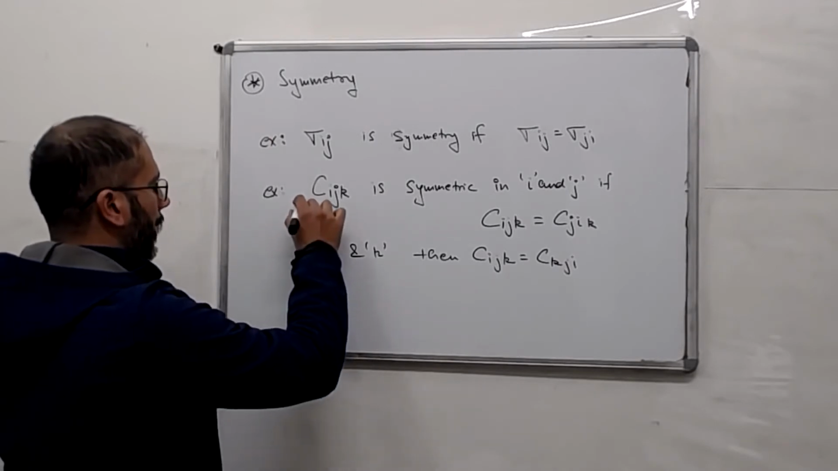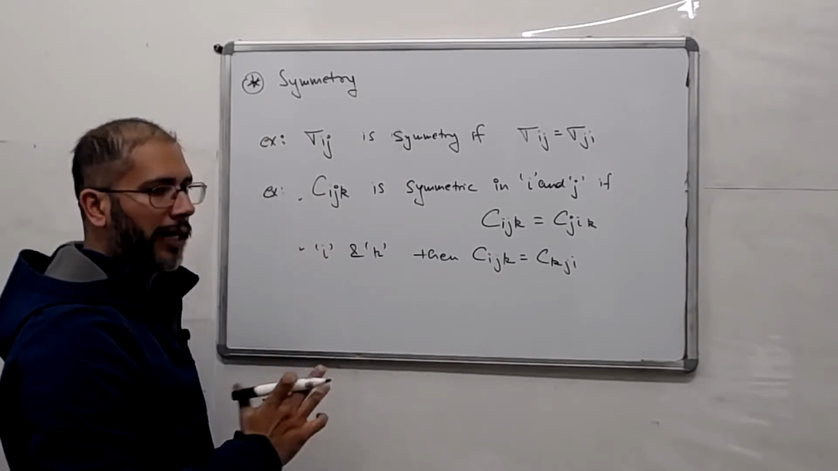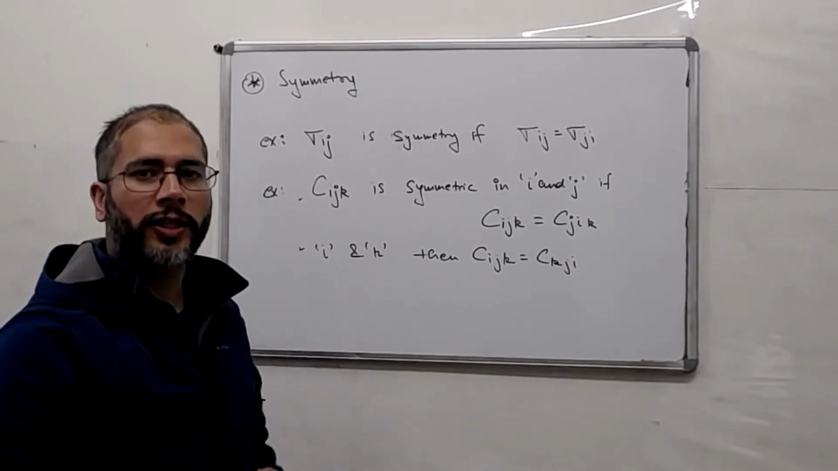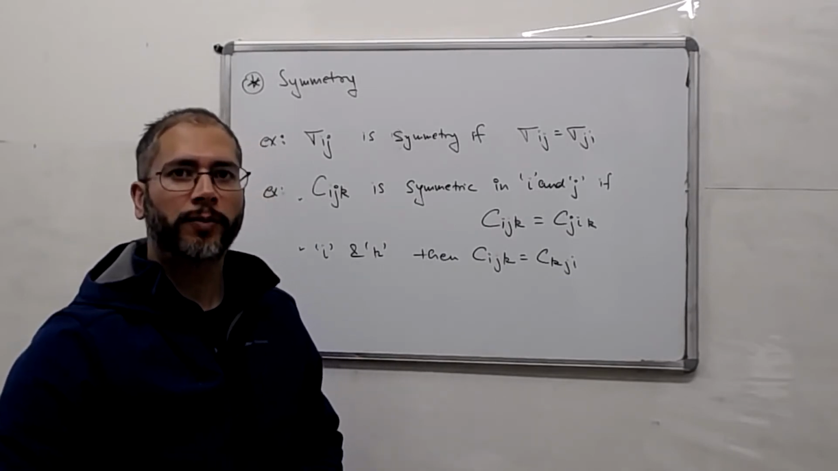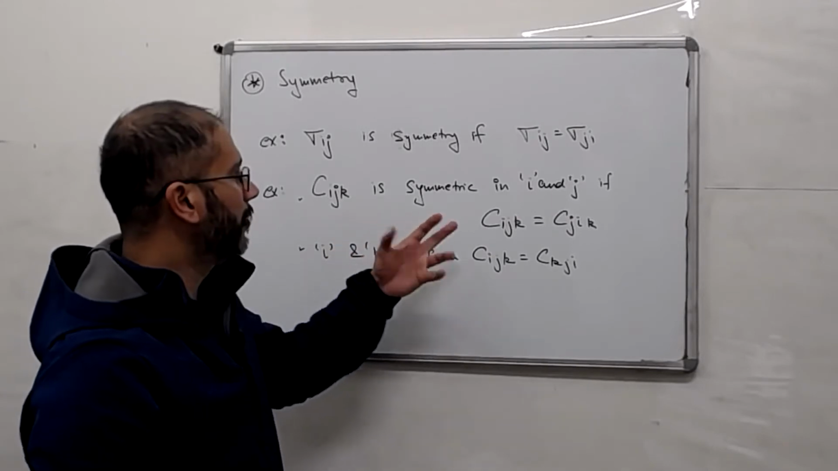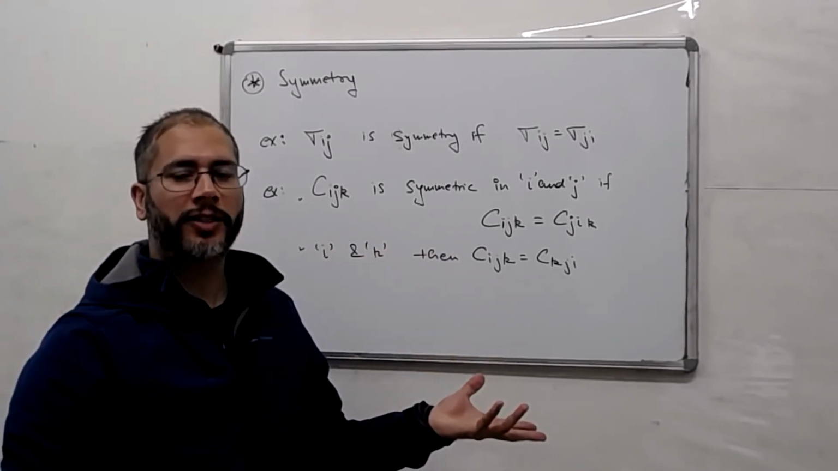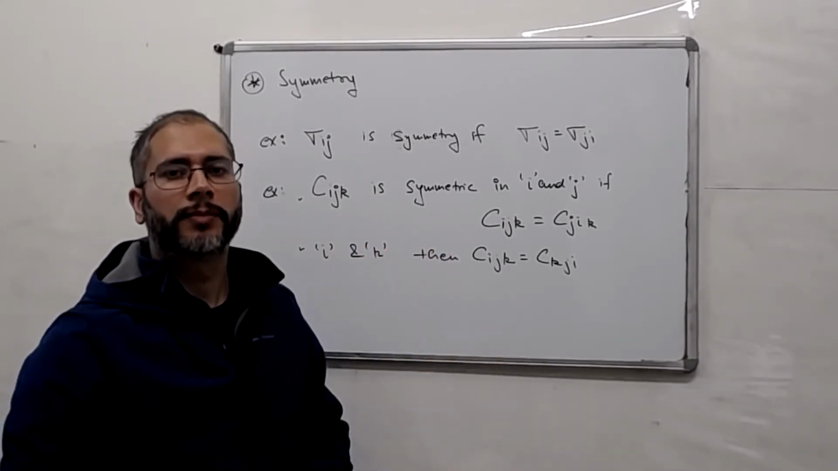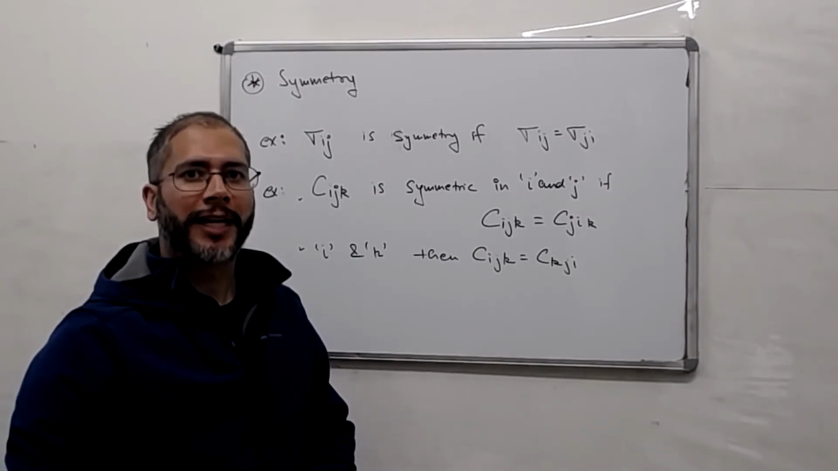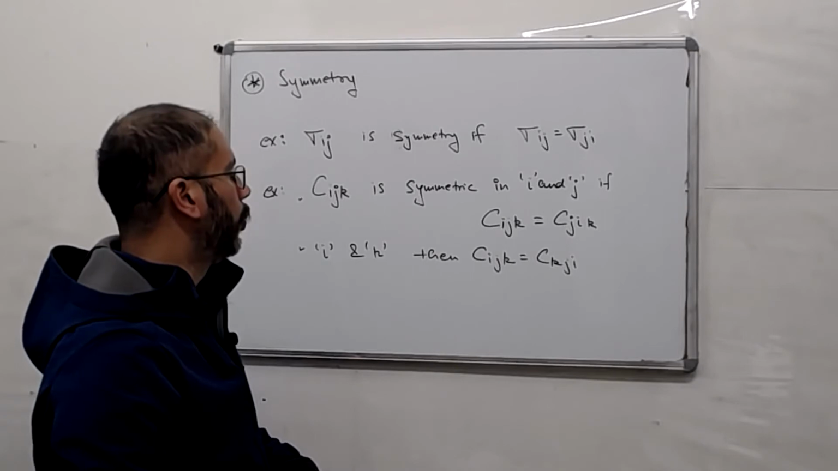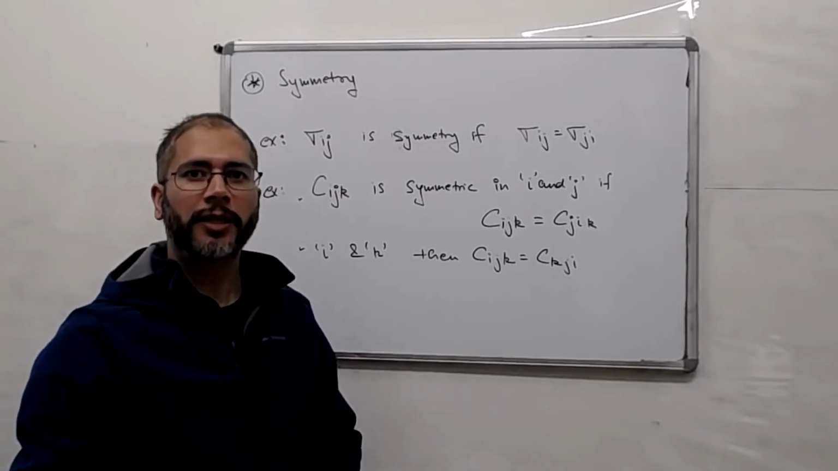So these are two different kinds of symmetries. You can't just say C is symmetric. That does not mean anything. You have to mention C is symmetric in which two indices. It could be that it's symmetric in all the indices. Could be a situation, but you have to specify explicitly what two indices C is symmetric in.